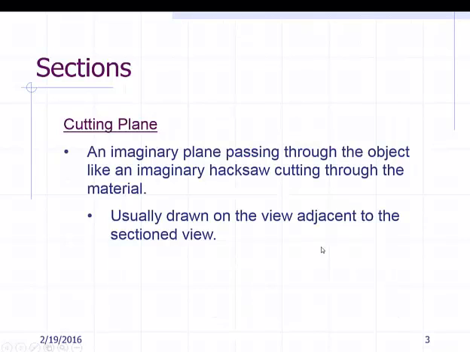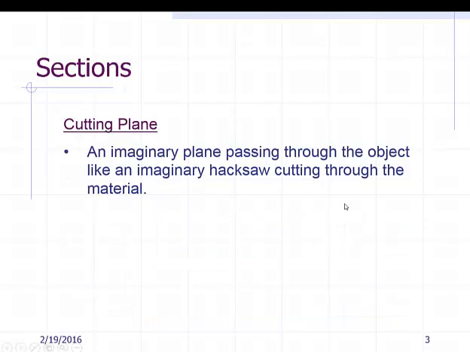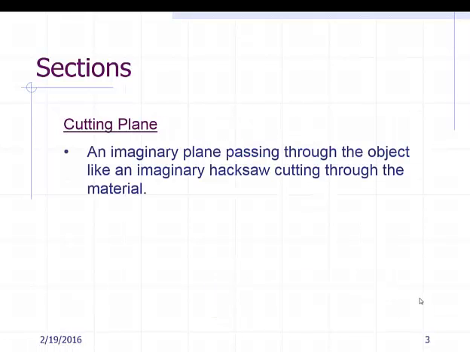So again, the idea is we've got an imaginary cutting plane and we draw it with a phantom line type and some arrowheads. And the arrowheads point in the direction that we're viewing. So again, if you look at these arrows here, we're basically saying that we're cutting out this portion and then we're looking that way to see what's left. And that's where we get that view from.